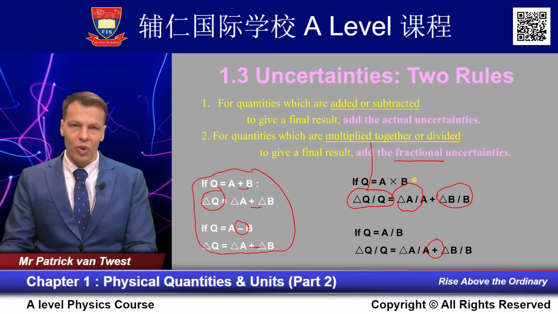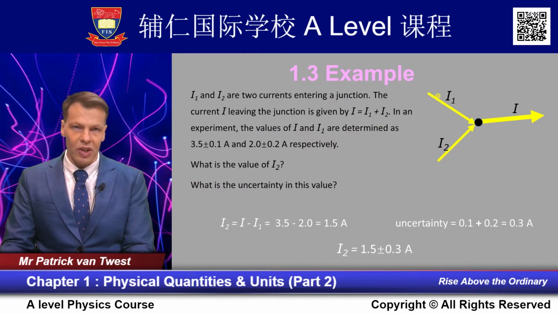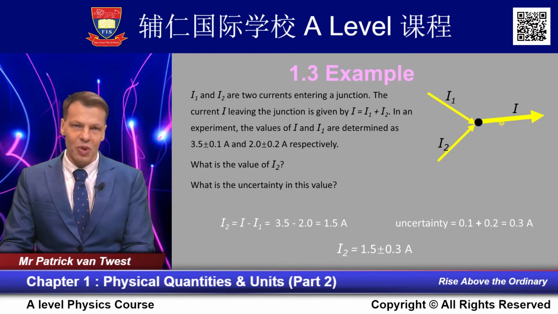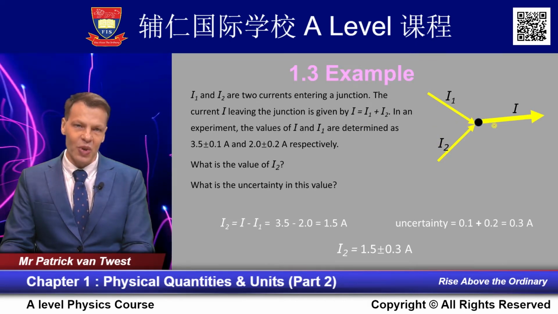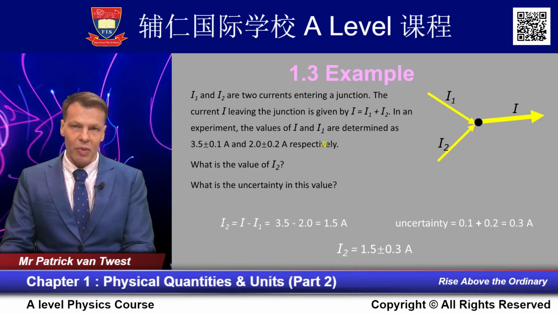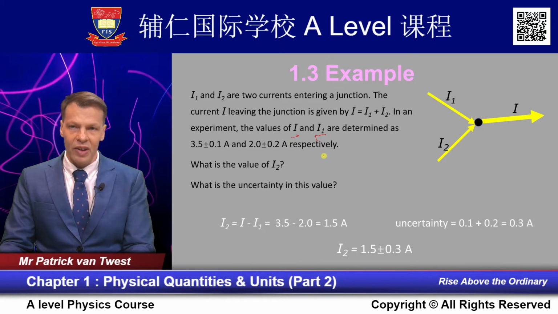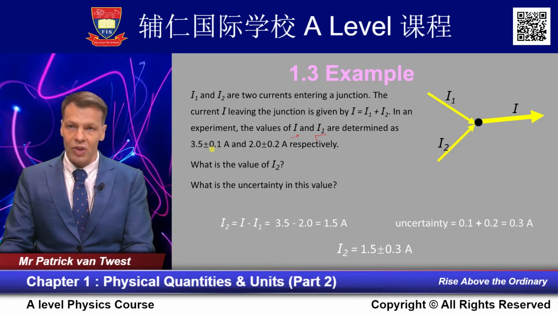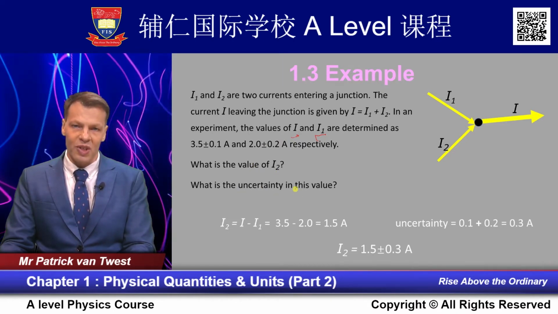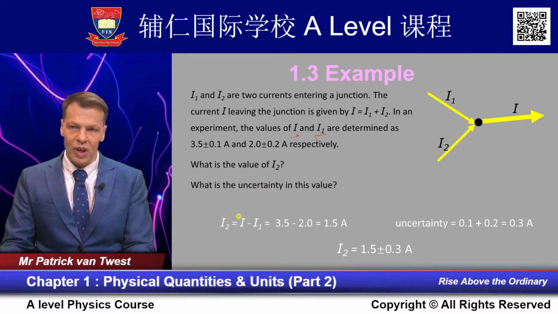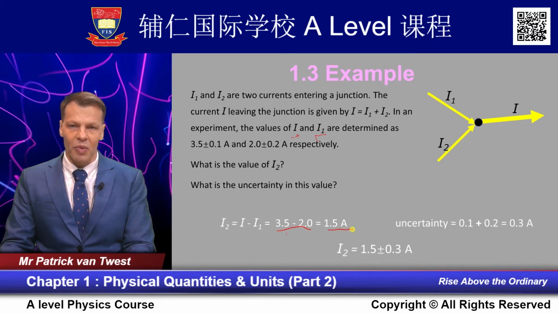So let's practice these rules because they're quite important. Here's an example. We've got two currents entering a junction, current I1 and I2, and they add up to I, the total current leaving the junction. So obviously I1 plus I2 equals current I. In an experiment, we've measured the total current I and we've measured the current I1, and we've got some values and some uncertainties with our measurements. Now the question is asking, what is the value of I2 and what's its uncertainty? The value of I2 is quite simply the difference in the quantities, so just taking away the quantities, we end up with 1.5 amps.